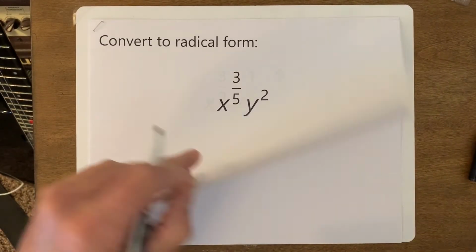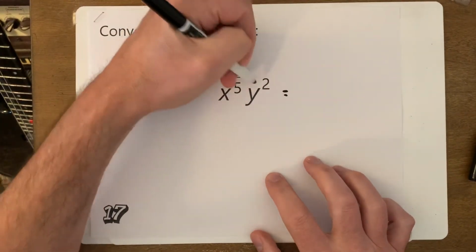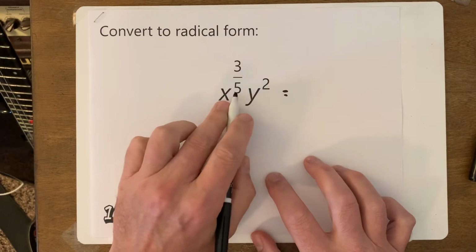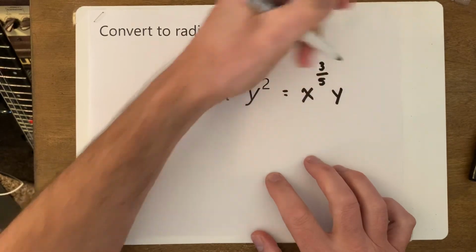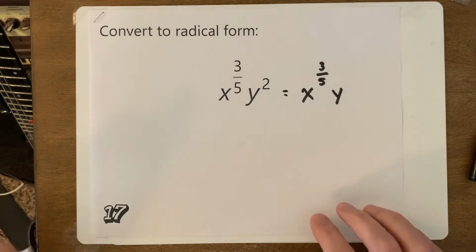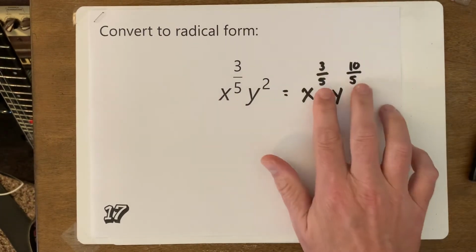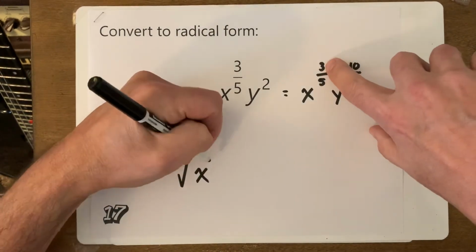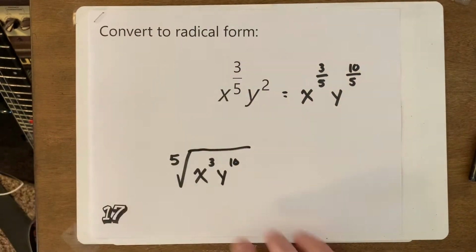Okay, so again, I do not have a common denominator. I definitely don't want to add these two together because the bases are different. So I'm going to take that 2 and write that with something as a 5 in the denominator. So x to the 3/5, y to the, so what would that be? What fraction is 2 equivalent to that has a 5 in the denominator? Well, that would be 10 over 5. 10 divided by 5 is 2, right? And now I have the same denominator. So now, 5th root of x cubed y to the 10th. And that's it.